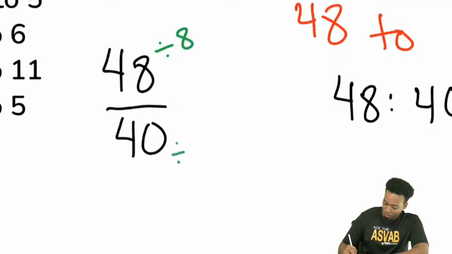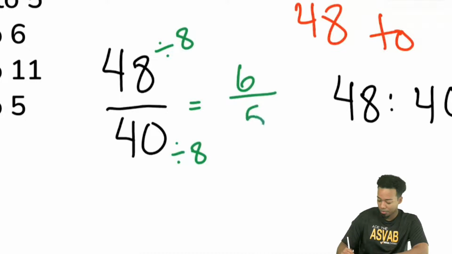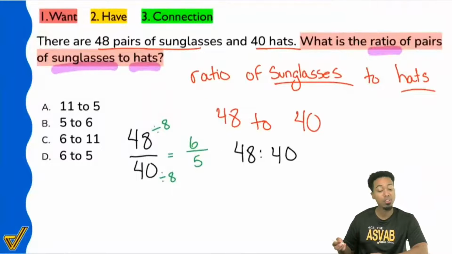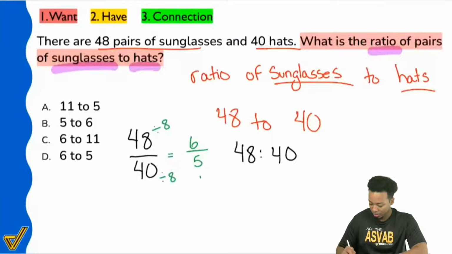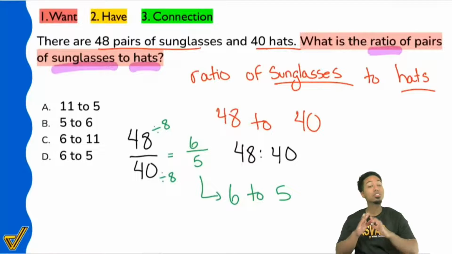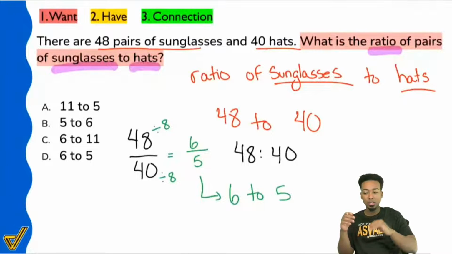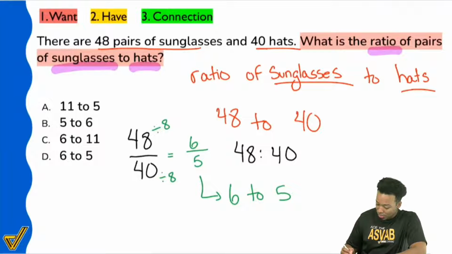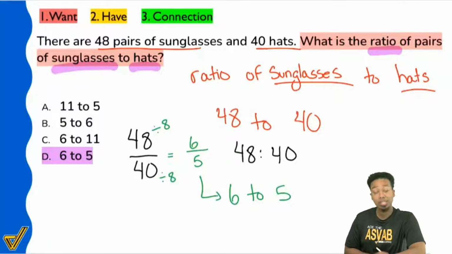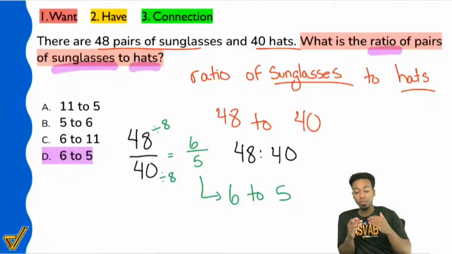So we divide both the top and the bottom by 8, and that's going to give us 6 over 5. And again, my party people, 6 over 5 is the same thing as saying 6 to 5. Okay? They're the same exact thing. The top number, then the bottom number. And so that would make our correct answer here not B, not 5 to 6, but 6 to 5. So my party people, yes or no, does that make sense?